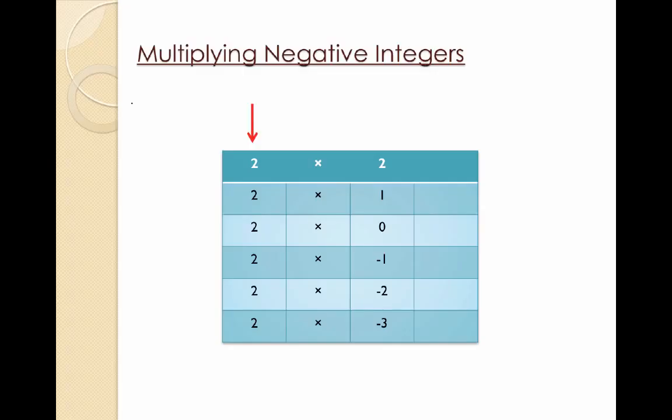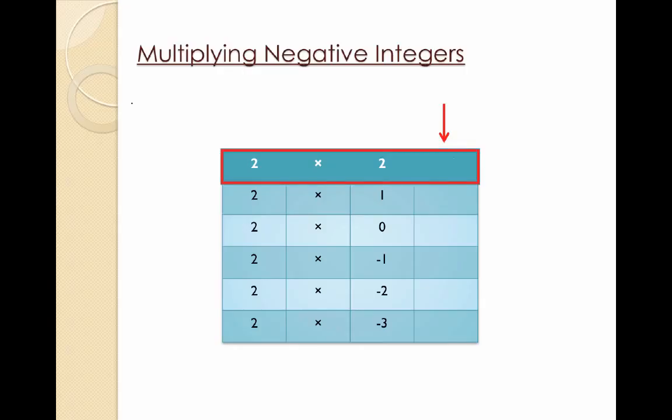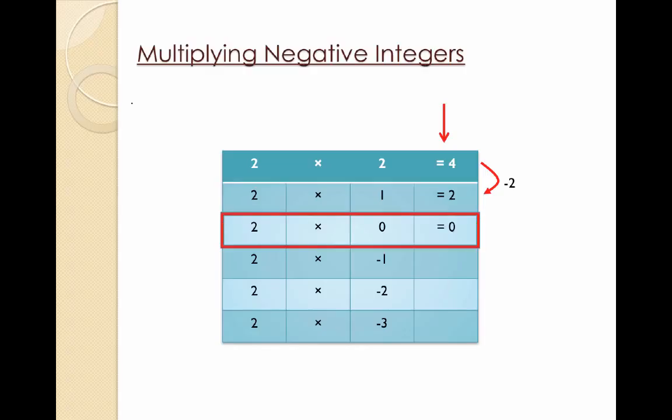Here are my 2 times tables, and you'll notice that I'm multiplying each of my 2's by one number less than the previous. My answers are going to go in my right column. Now 2 times 2 we should know is 4, and 2 times 1 we should know is 2. Notice how I've subtracted 2 in my answers. 2 times 0 is 0, and you'll notice again that I've subtracted 2.